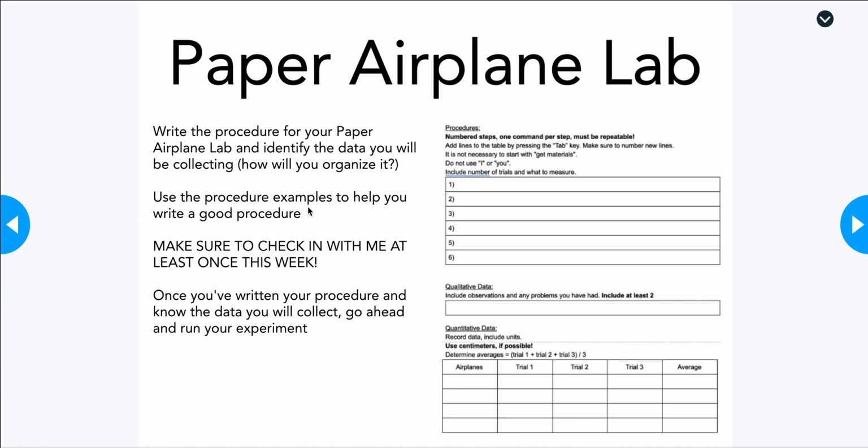Once you've written your procedure and know the data you will collect, go ahead and run your experiment. Remember, you are going to need to have this all finished, and we are going to talk about writing a conclusion tomorrow. So this entire lab is going to need to be done by Friday. Please make sure that you are budgeting your time appropriately and that you are getting done. If you need any help whatsoever, please feel free to reach out to me. I would be very happy to help you.